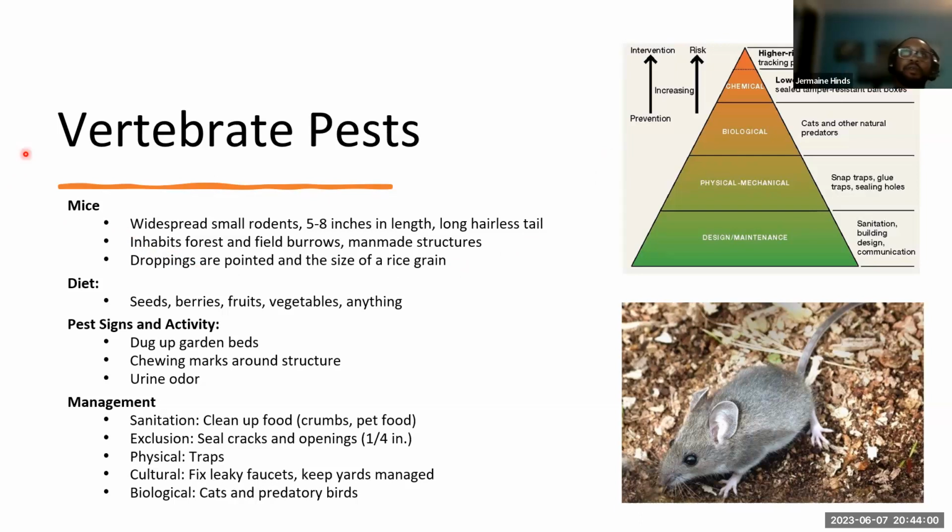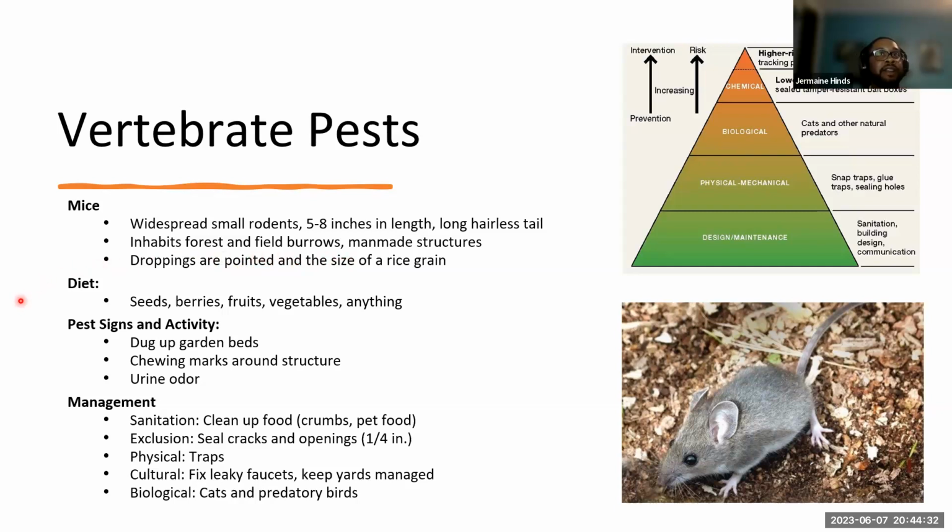Mice are the first vertebrate pests. They're widespread small rodents. They tend to be between 5 and 8 inches in length. They have this long hairless tail. So rats are typically found in forest and field burrows. Man-made structures can also look like burrows if you have an abandoned building or overgrown backyard or something like that. One piece of evidence is their droppings, which are pointed and the size of a rice grain.